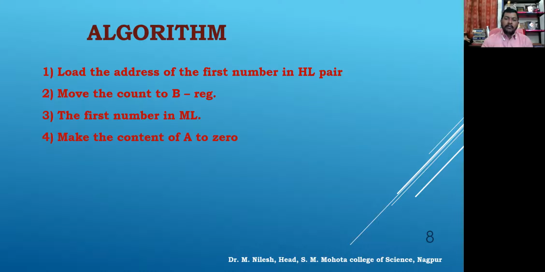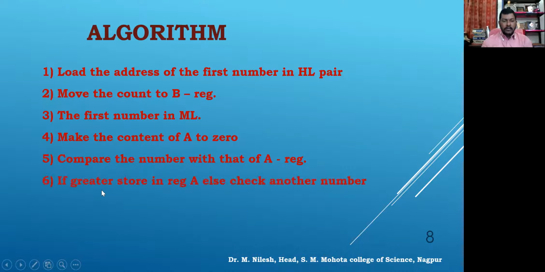We will start comparing from 0, so that's why I'm taking this number first. Even you can directly take the first number in the accumulator and then start. Then compare the number with that of register A. If it is greater, the greater number should be stored in the accumulator. If it is smaller, then leave it, since the content of the accumulator is greater, so go for another number to check.